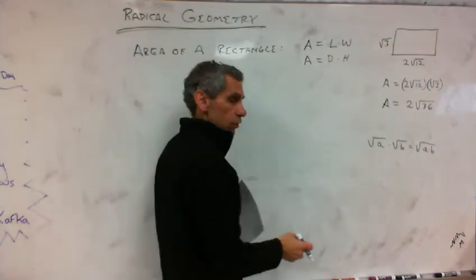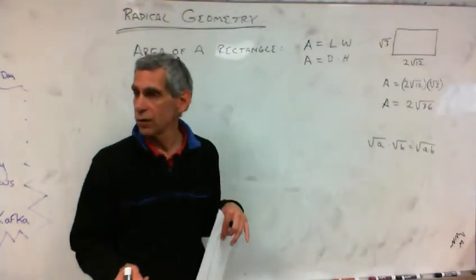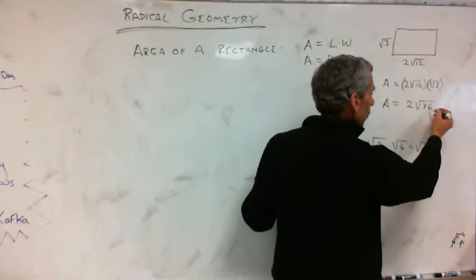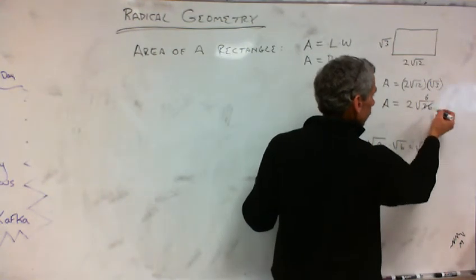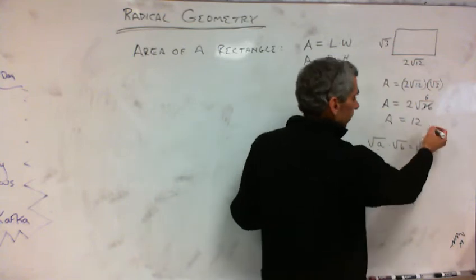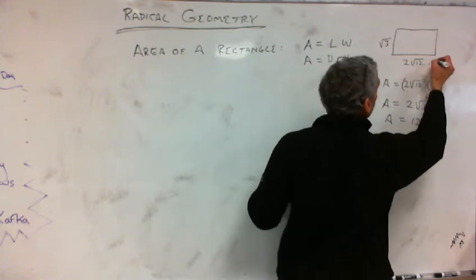Now can I go any further? Yes. What's the square root of 36? 6. That's a perfect square, so that comes out as a 6. 6 times 2, so my final answer is the area is 12. And I might have said inches, if I said inches here, right?